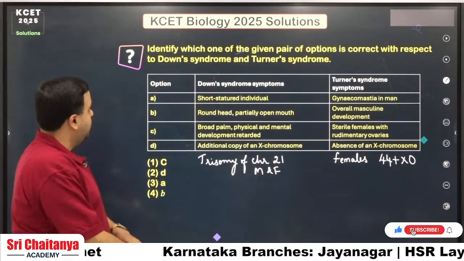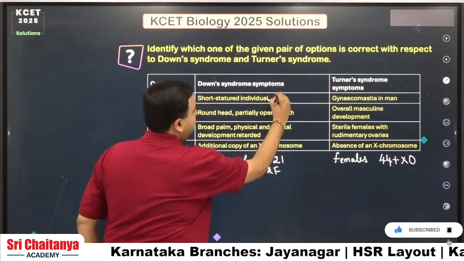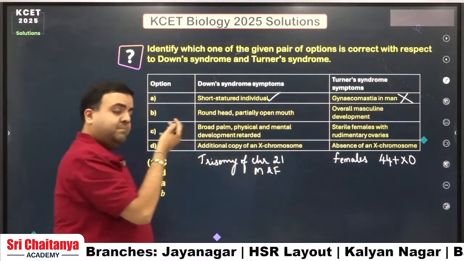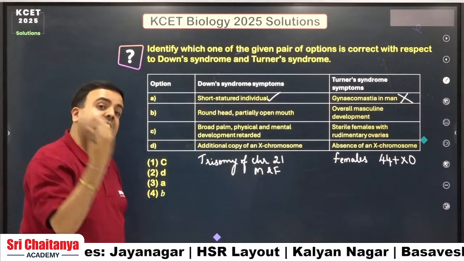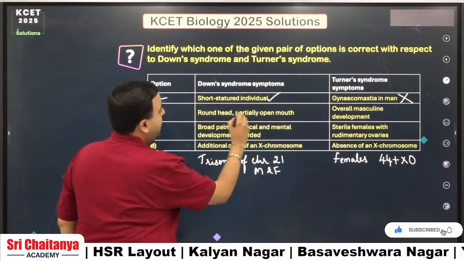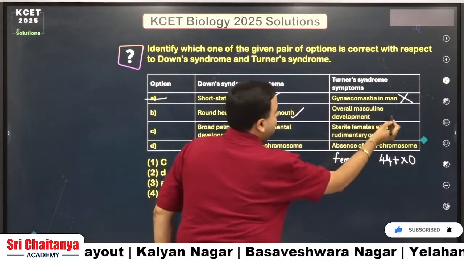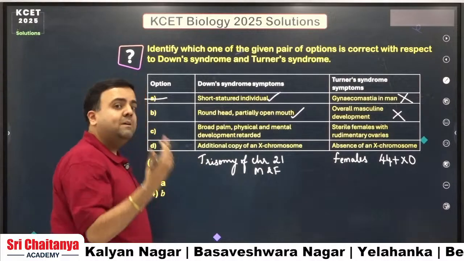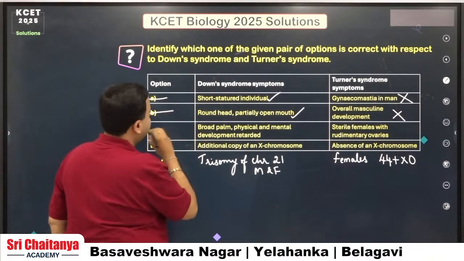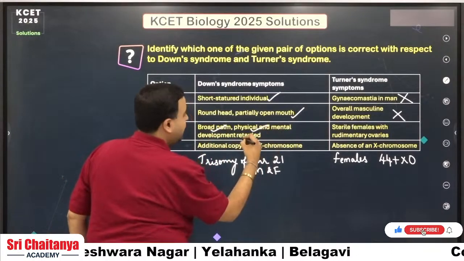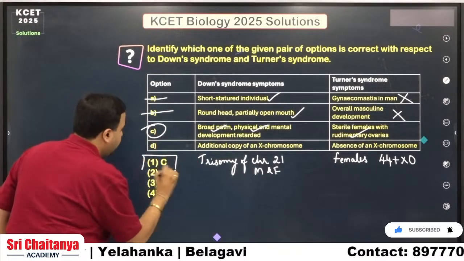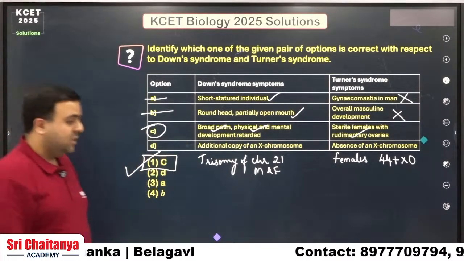Now let us look at the options. Down syndrome, short statured individual is true. Gynecomastia in men is false, because this is an affected pattern that we see in Klinefelter syndrome. So therefore option A is false. Round head, partially open mouth is true. Overall masculine development is false. We don't see too much of a masculine development in Turner syndrome. So therefore B is false. C. Broad palm, physical and mental development retarded is true. Sterile females with rudimentary ovaries. So therefore option number 1 is the right answer for this question.